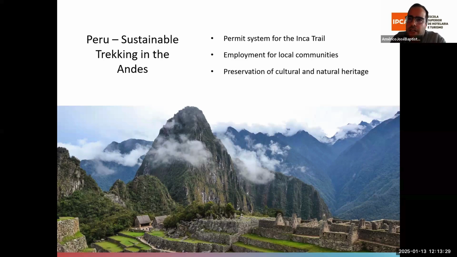The Inca Trail, for example, limits the number of daily trekkers with permits to minimize environmental damage. Tour operators work with local communities to provide jobs and preserve traditional practices, ensuring that tourism supports both people and the environment.